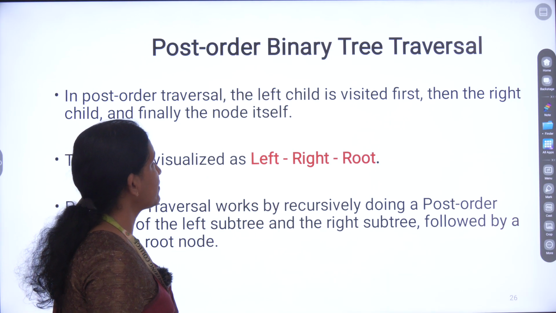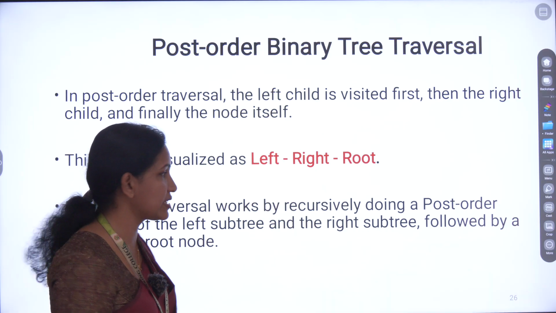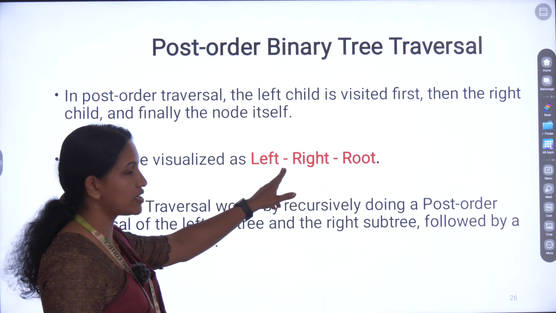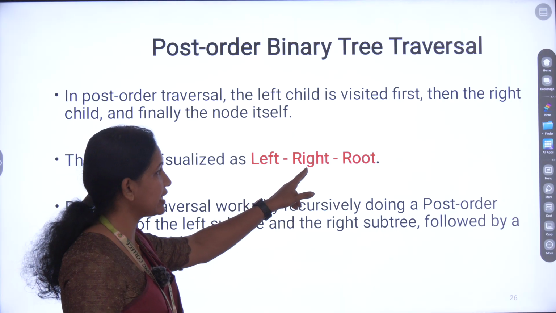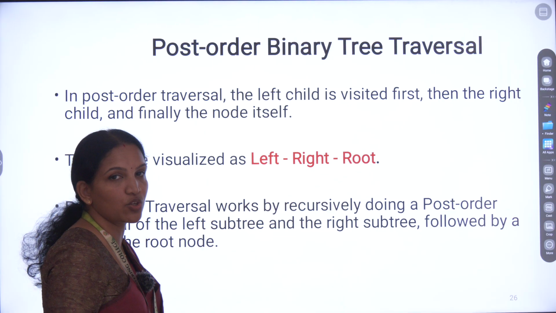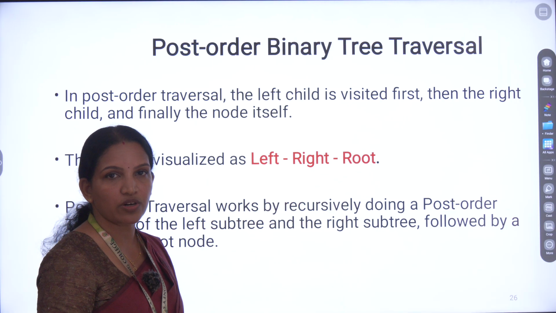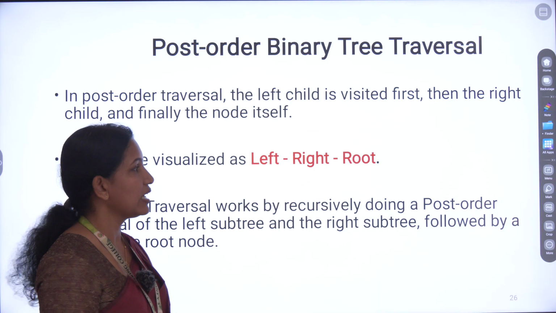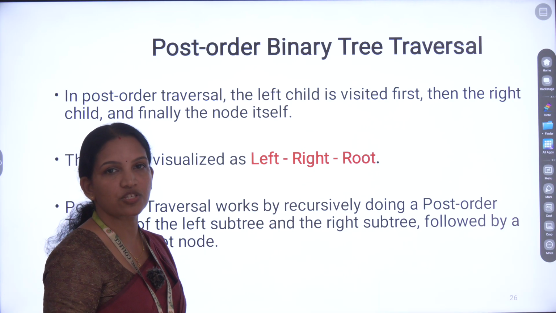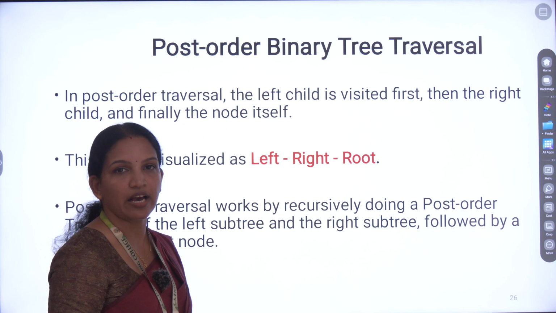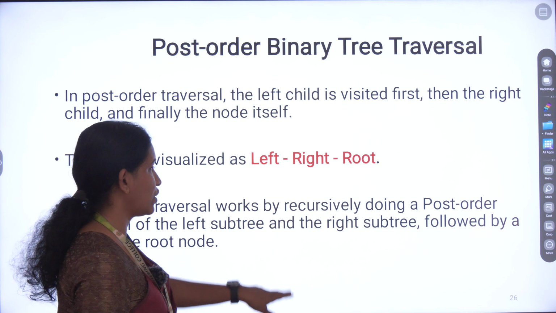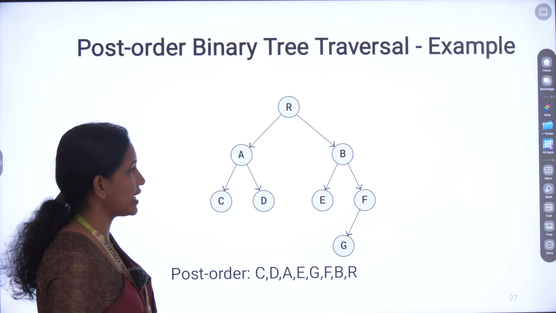And finally we are having the post-order binary tree traversal, where the order of visiting node is left, right and root. So first we will do the recursive post-order traversal of left subtree, then we will do the recursive post-order traversal of right subtree, and finally we will visit the root node. So this is one example.